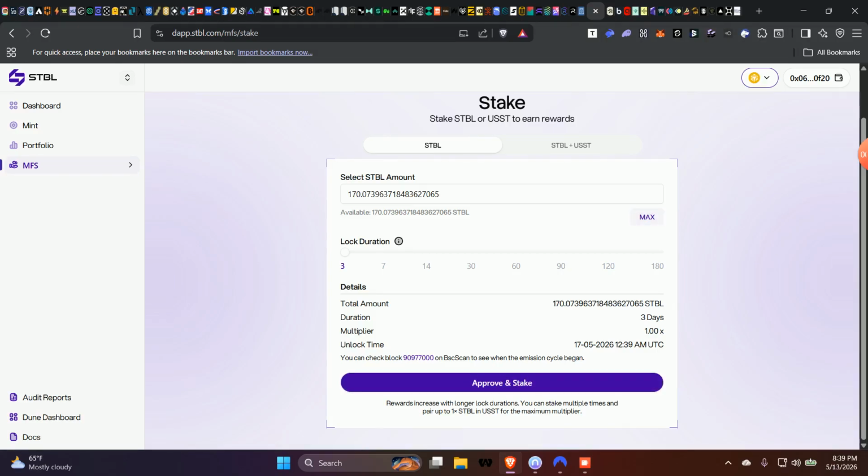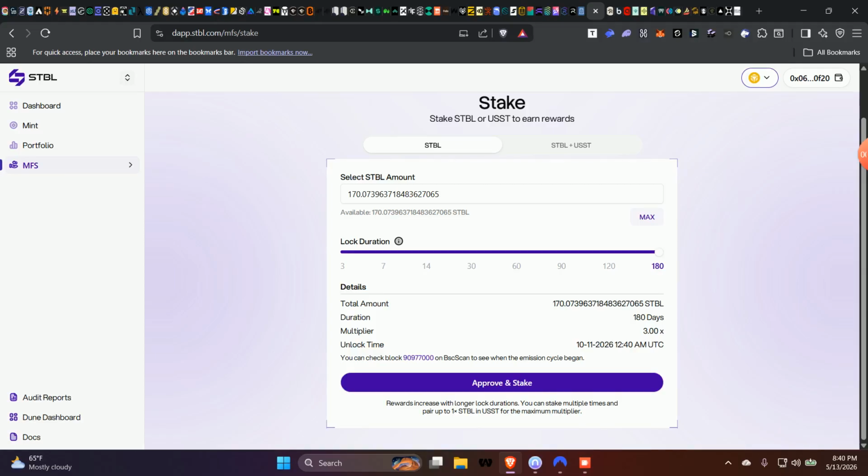Now, if I did 3 days, I would get a 1x. If I did a lock duration of 7 days, I would get a 1.3x. If I did 14 days, it's 1.5x. If I did 30 days, it's a 1.7x, and so on and so forth. So basically, if you go up to 180 days here, that's going to be a 3x on your money. Okay, so basically 6 months. If you did 6 months, you're going to get a 3x on your money.